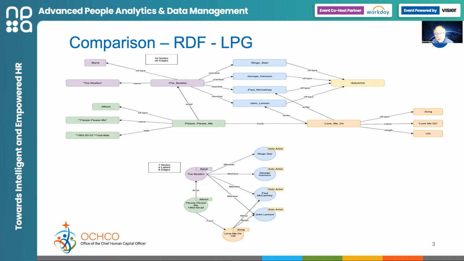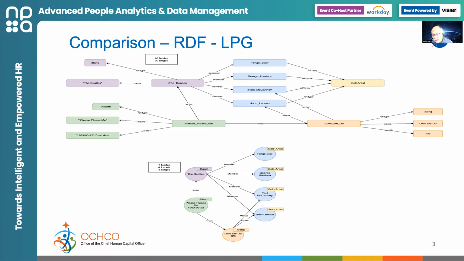And a label is nothing more than a way to identify a node. So in this case, you see the four members of the Beatles all have a label of solo artist. The song has a label of song, and the album, Please Please Me, has the label of album. Those kind of equate to the type within RDF. Very similar, but there are some differences, whereas you have one type for each of those types of nodes in RDF, within a label property graph you could have different labels, or multiple labels, on one node.